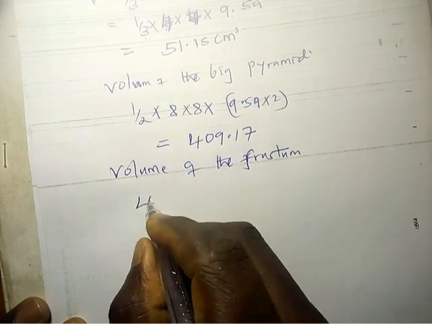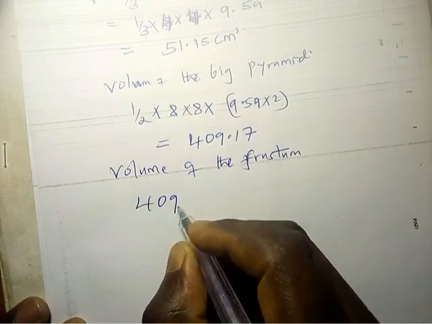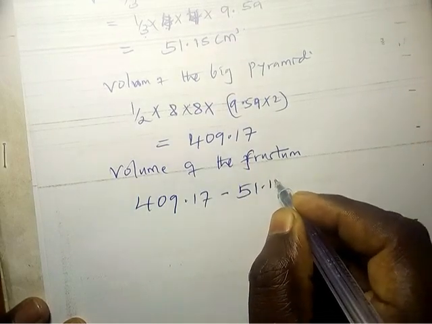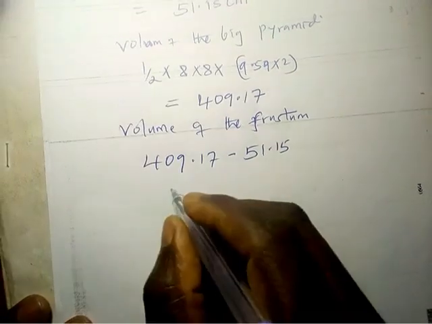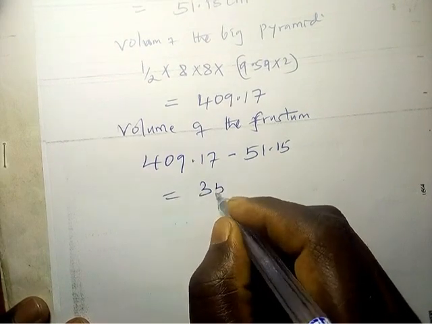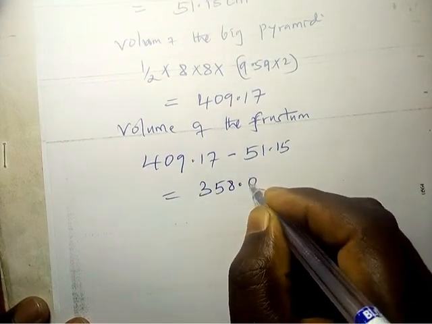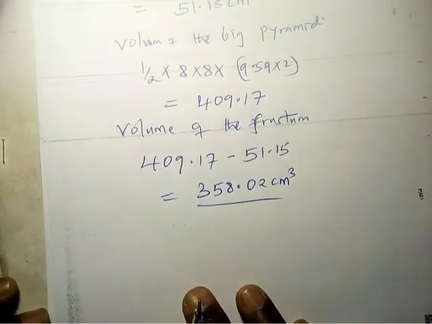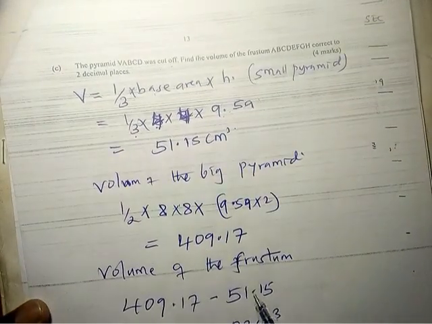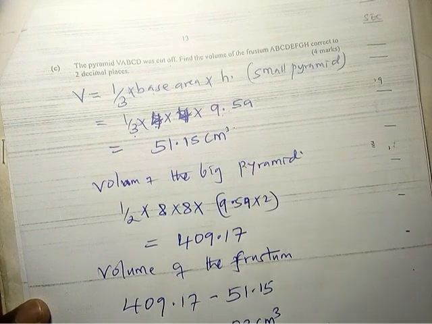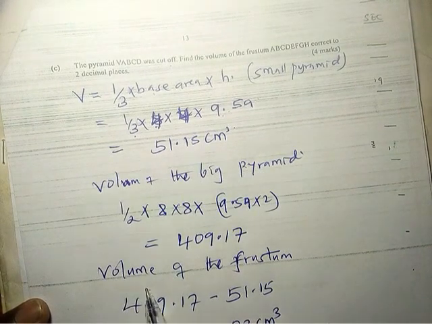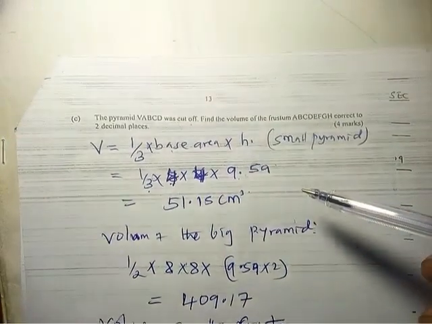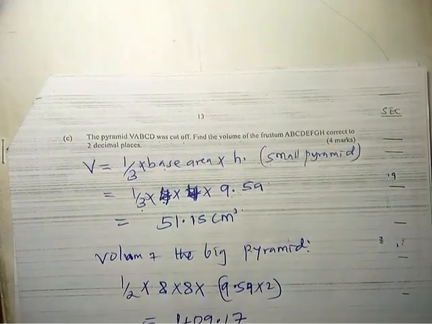Now the volume of the frustum is given by 409.17 minus 51.515. So that one is 358.02 centimeters cubed. So the volume of the frustum is equal to the volume of the bigger pyramid minus the volume of the smaller pyramid.